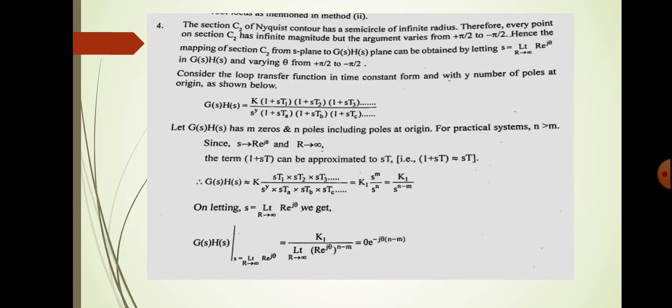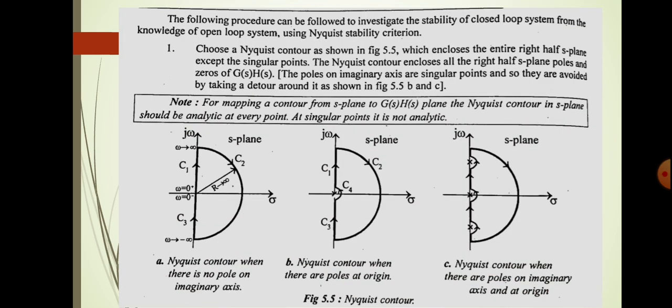And in the fourth step, suppose here we have a section C2. Here is the case we have discussed about C1. Next we want to plot this part of the Nyquist plot in the G(s)H(s) plane. You can see here that it is a curved path, right? And we are assuming that it has infinity radius. So that means the radius r tends to infinity.